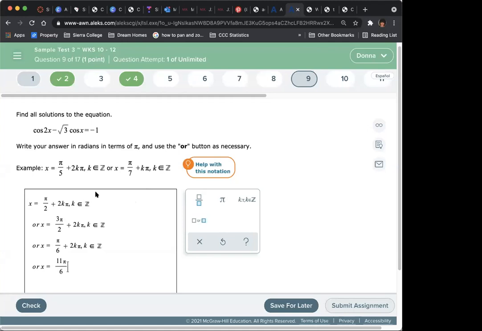Since this one had infinitely many solutions because it wasn't restricted, I do want to make sure that I also add all the multiples. So I added a 2 pi k to each of the answers. So plus 2 pi k. However, the first two, you really could combine them.